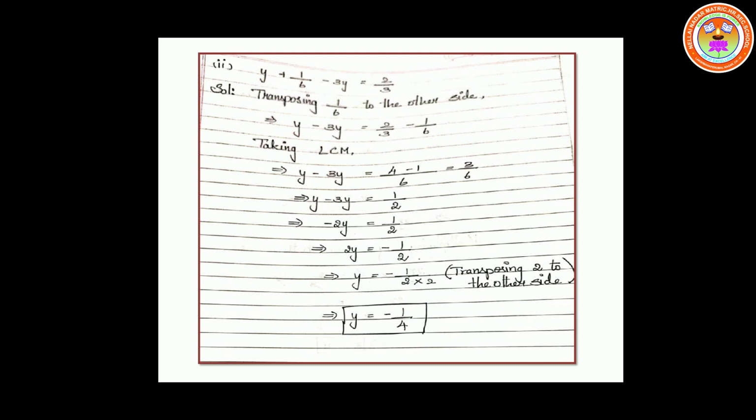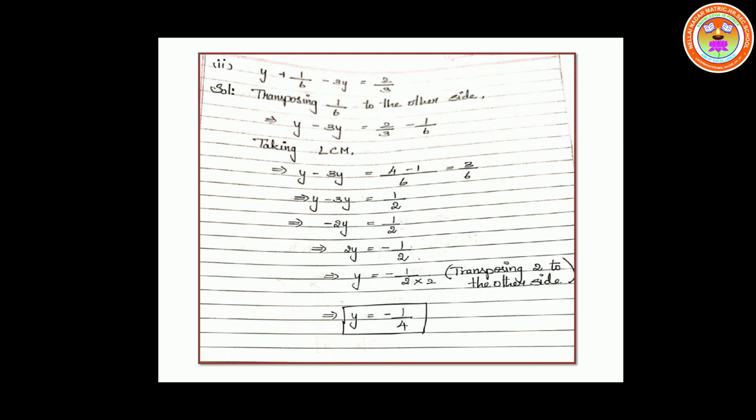So when I take the LCM of 3 and 6, what is the LCM? It is 6. So 3 goes 2 times, so 2 into 2 becomes 4. 4 minus, 6 goes 1 time, so 1 into 1, 1 divided by 6. 4 minus 1 is what? 3, by denominator 6. So 3/6 is nothing but 1/2. That is my right hand side.